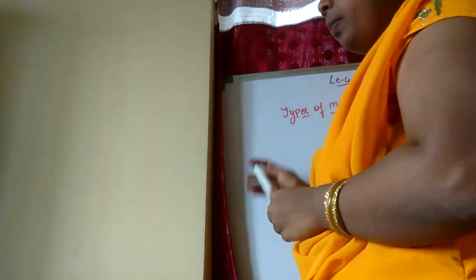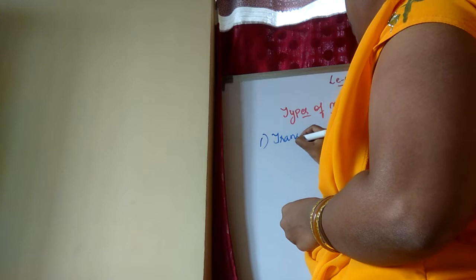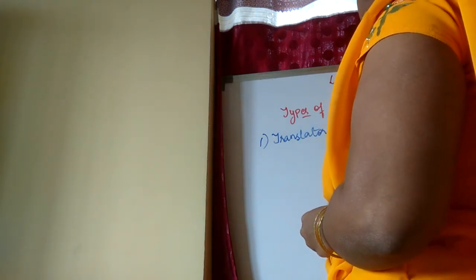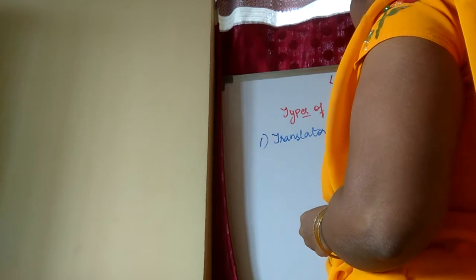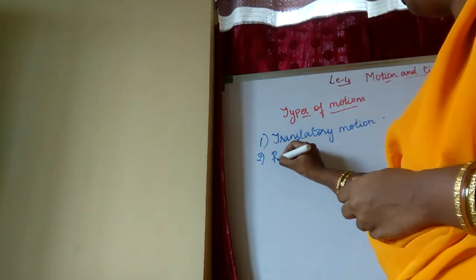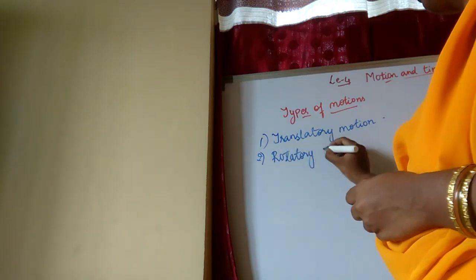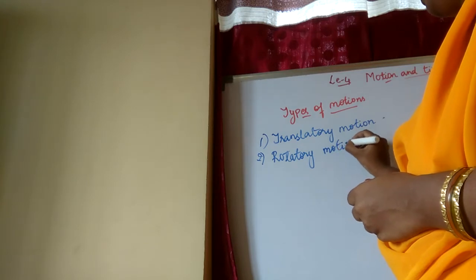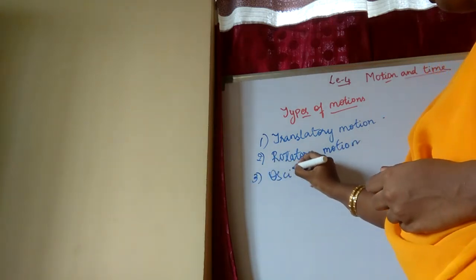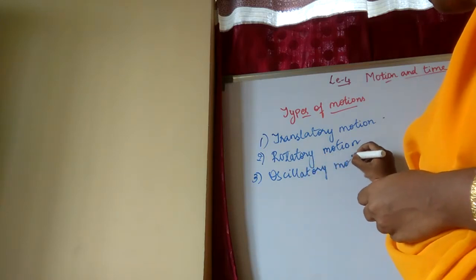Translatory motion. What is the second one? Rotatory motion. And the third one is oscillatory motion.